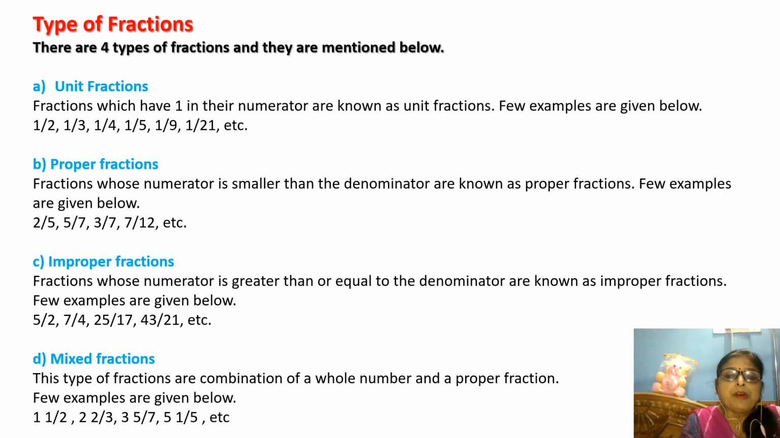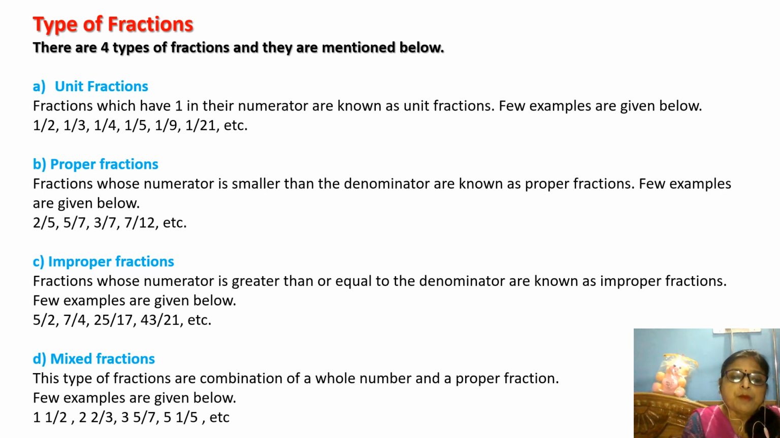Next one, proper fraction. A fraction whose numerator is smaller than denominator is known as proper fraction. 2 by 5, 5 by 7, 3 by 7, 7 by 12. In this example, you are seeing that numerator is smaller than denominator. So such type of fraction is called proper fraction.